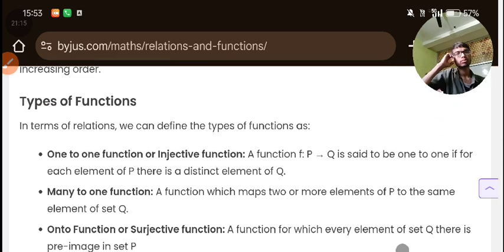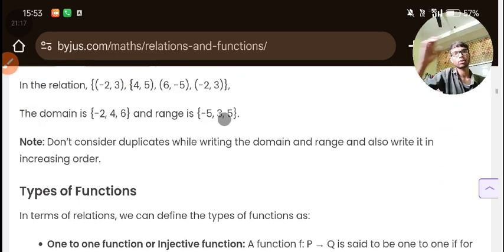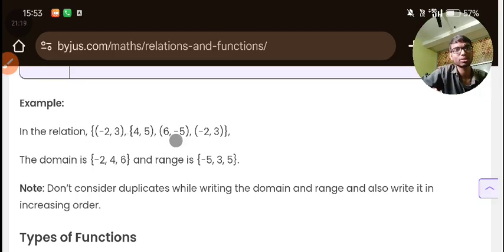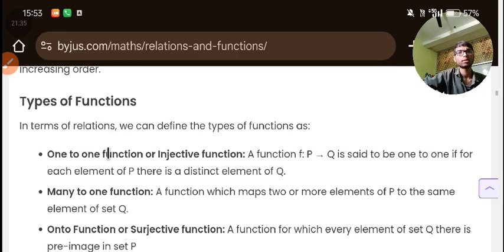Types of functions. So this was a relation. From this relation we got a domain and a range, and we got the relation from the Cartesian product of sets. Types of a function, let's explore it.